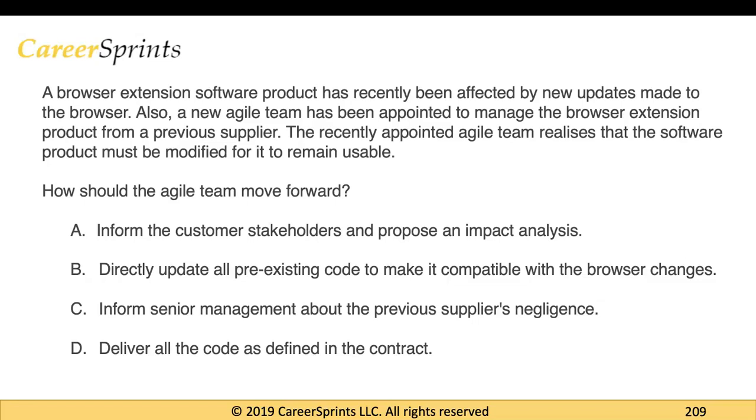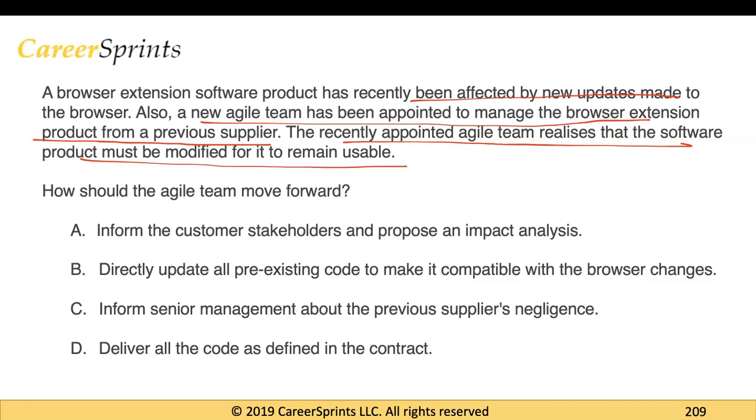So let's just quickly run through the question. Basically what's happened is that there have been some new updates made to a browser, and a new agile team has been formed, and they have received the browser extension from the previous supplier. Now this new team has realized that the software must be modified for it to remain usable. So maybe there was some defect and they need to make some updates to it. It's asking you, how should the agile team move forward?